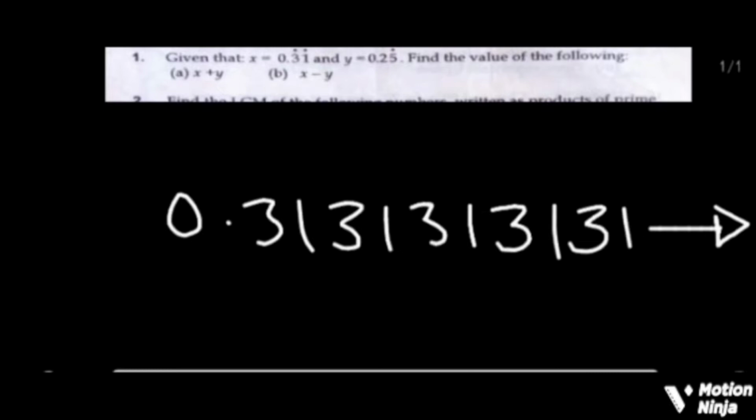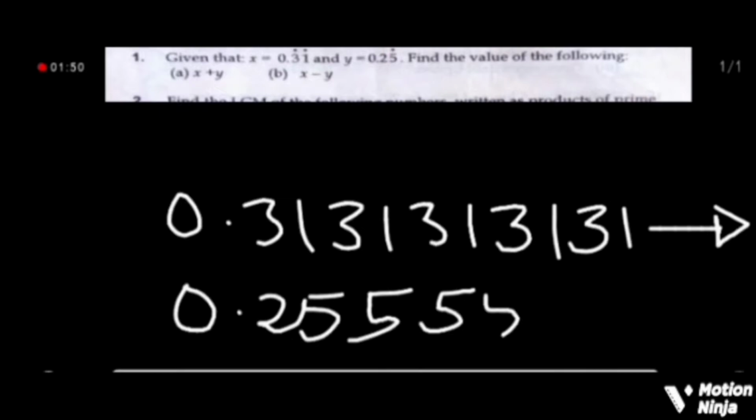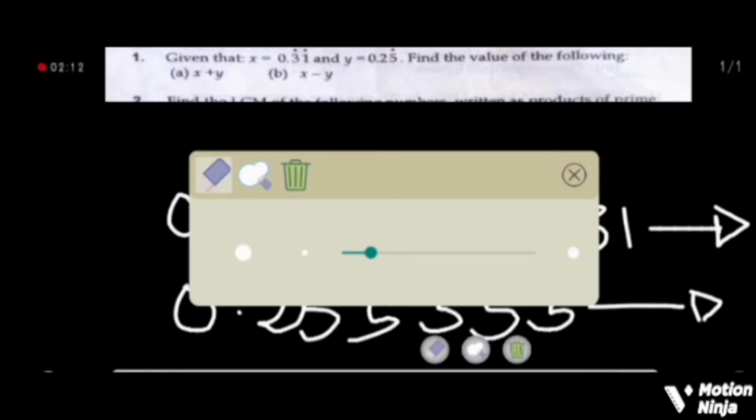And also y, there is 0.25 repeating. That means that 5 is the repeating digit. It repeats up to the infinite. So it is difficult to add these two numbers because we don't know their end. So what we can do is to change them to the fraction so that we can add them or subtract them effectively. So let us start.